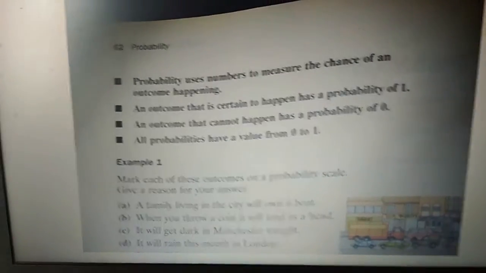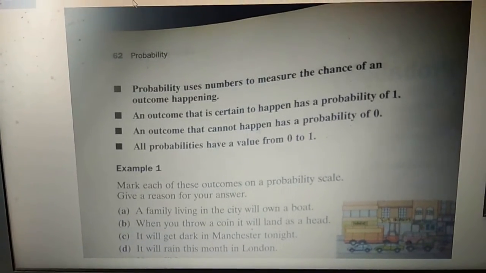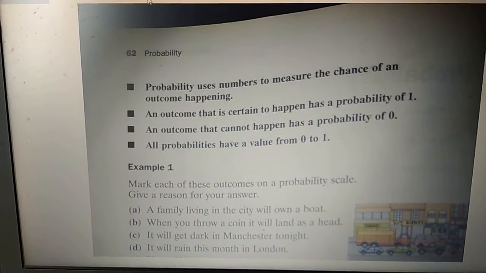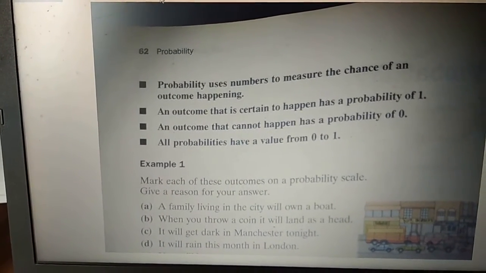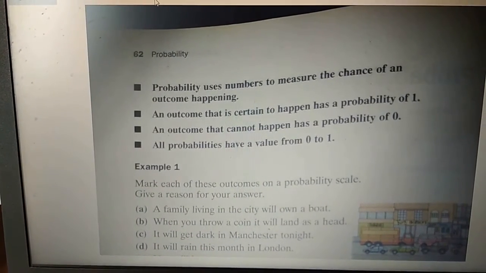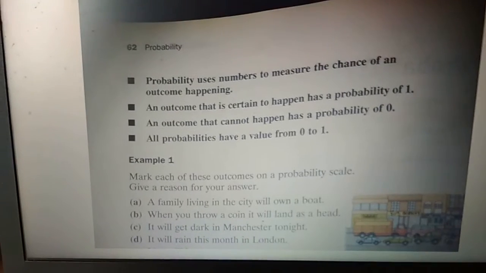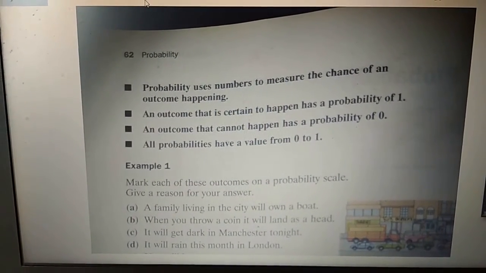So probability is basically like possibilities. We just use some possibilities in some measurements, and we think what can be the possible answer of any probable or possible situations. Basically, probability uses numbers to measure the chance of an outcome happening.